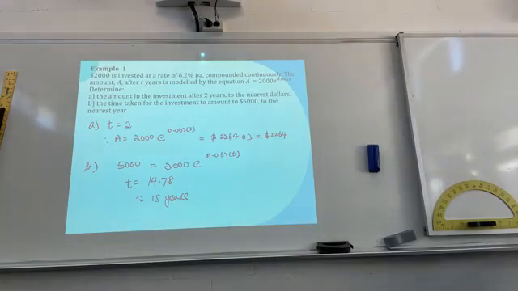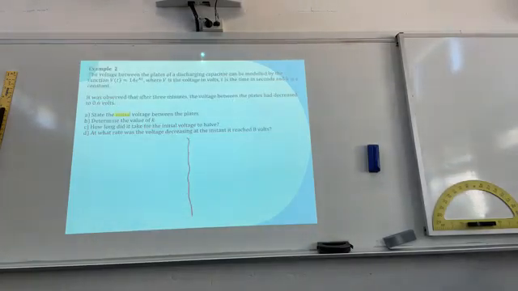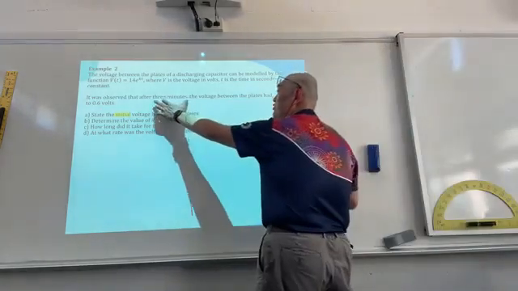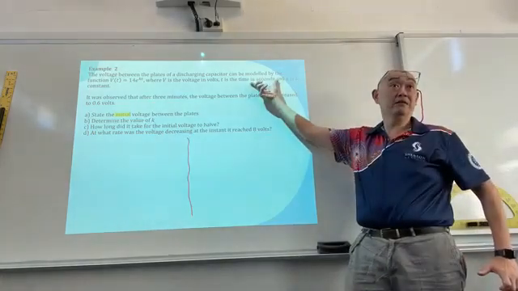All right, let's think about example 2. I've highlighted the word initial there. So initial means t equals 0, correct? The voltage between the plates of a discharging capacitor can be modeled by the function V(t) equals 14e^(kt), where V is the voltage in volts, t is the time in seconds and k is a constant. It was observed that after 3 minutes the voltage between the plates has decreased to 0.6 volts. Now important, this is 3 minutes and the time is in seconds.